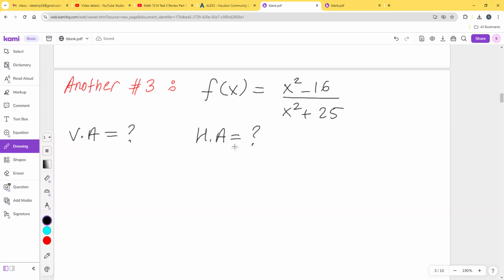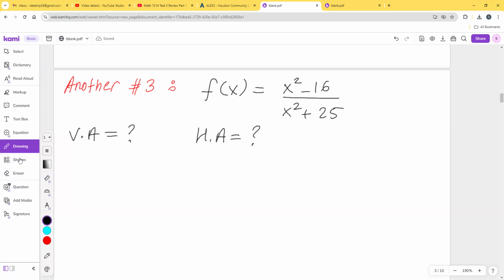Anybody want to share the answer with me? Lily says x equals negative 5 and x equals 5. What do you think? Okay, all right, perfect.